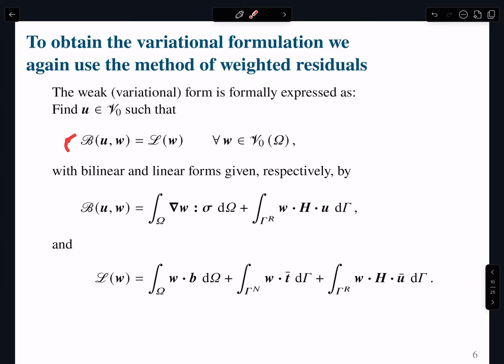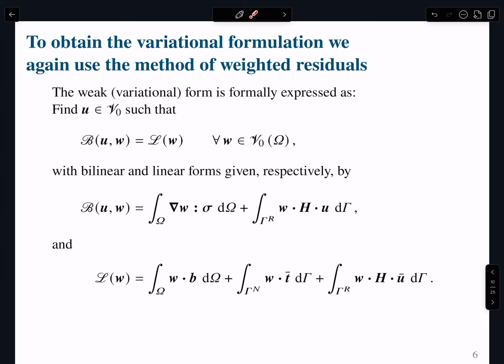And so in abstract form, we write it the same way: find u such that the bilinear form is equal to the linear form for all vector valued test functions in that same space. For this particular case, where we're also considering the Robin boundary condition, our bilinear form is comprised not only of the part that is the internal strain energy, but also the part that arises from the unknown part of the Robin boundary condition.